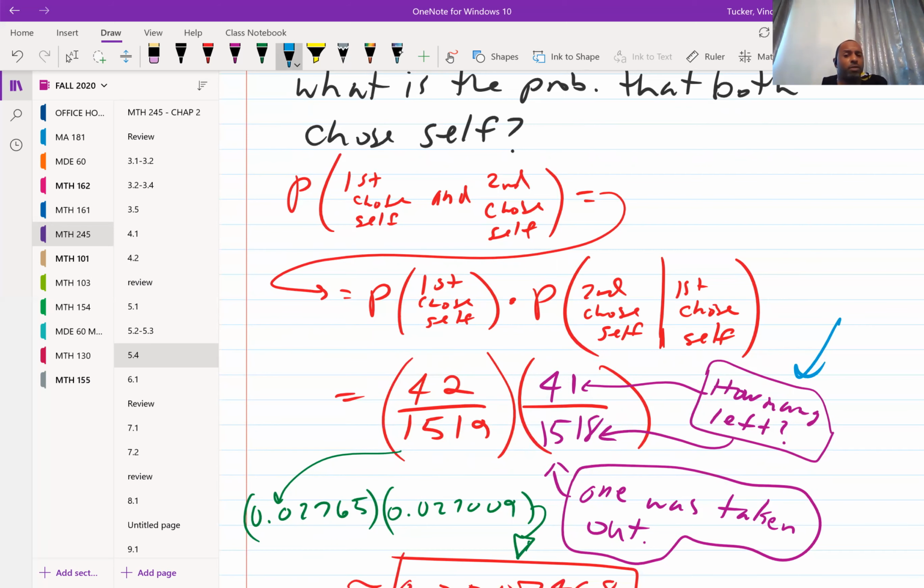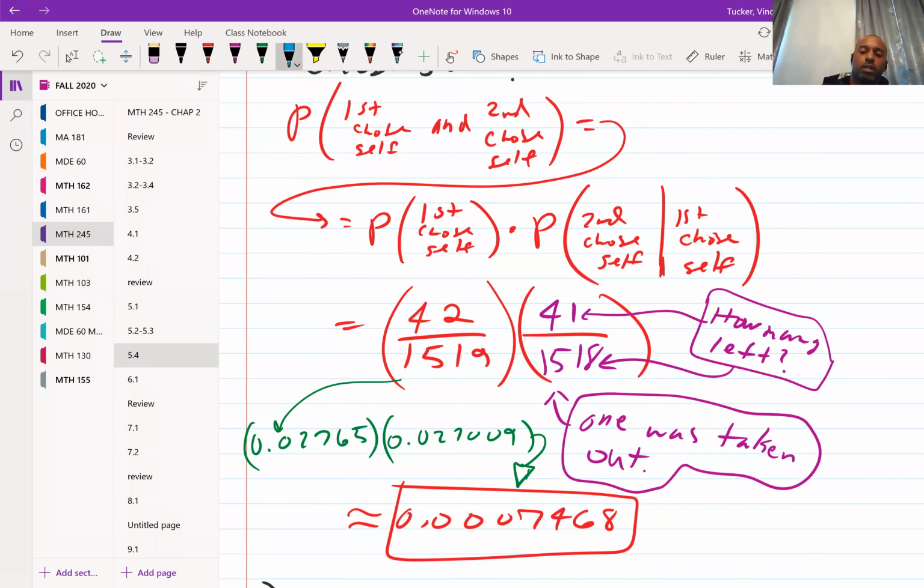Before we go any further, is everybody okay with that? Make sure we're okay. So if you were to multiply those two together, you will get 0.000746. All right. Any problems? Any problems?